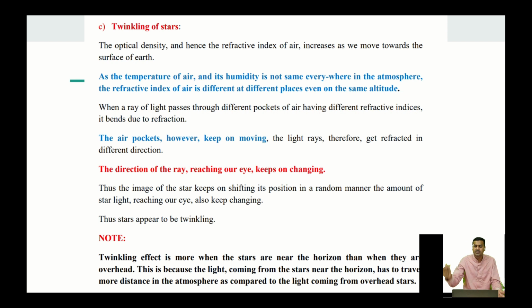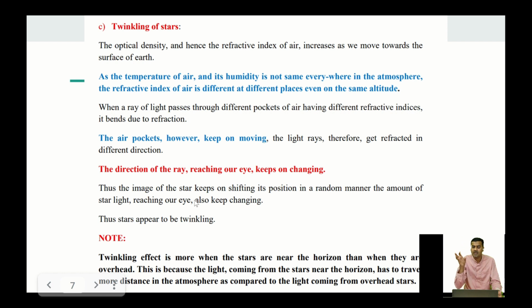Now what happens? Very simple. At one time, if I am the observer, the particular light falls on my retina. At the next instant, the temperature fluctuates, so the refractive index changes, and this particular ray may go beyond the observer. So at one instant I am getting the light, at the other instant I am not getting the light. One time the star is visible; at the next instant the star becomes invisible.